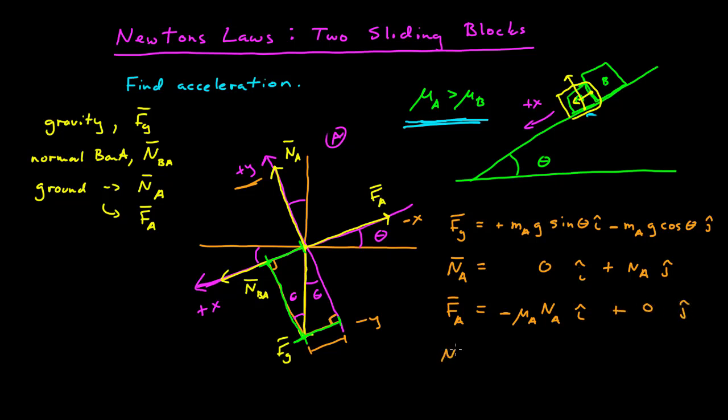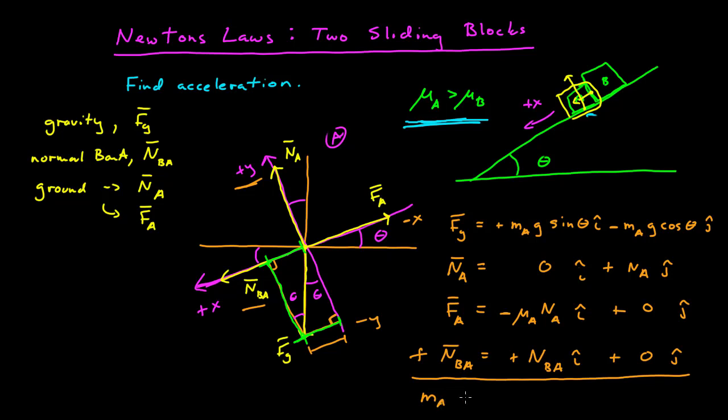So then finally, here's the normal force of B on A. It exists here, which is entirely along the positive x direction. So it has some magnitude i plus 0j, and it's positive. Here's the sum of all these forces. The sum of all of these forces is equal to the mass of A times the acceleration of A.